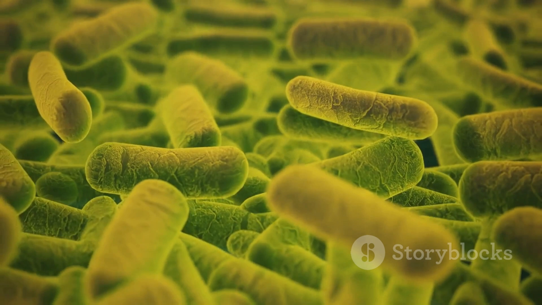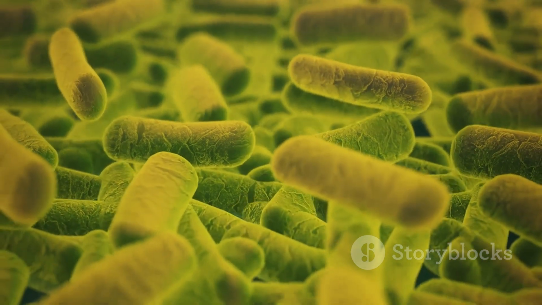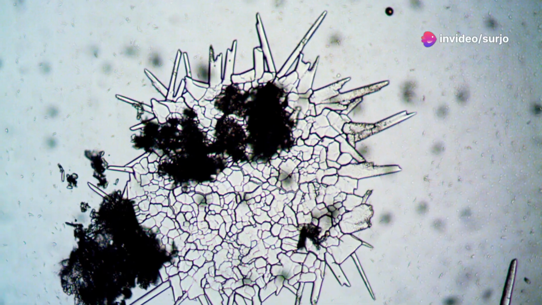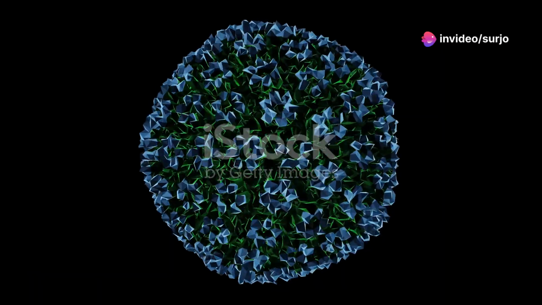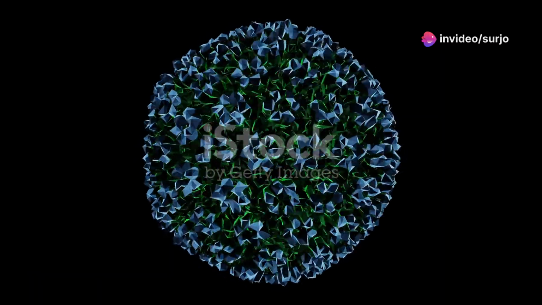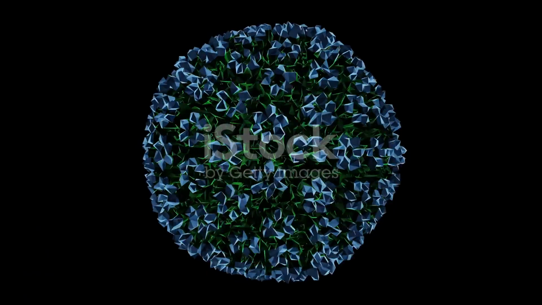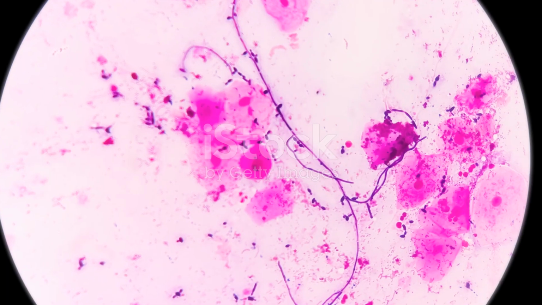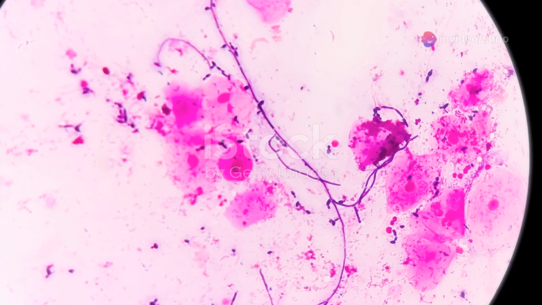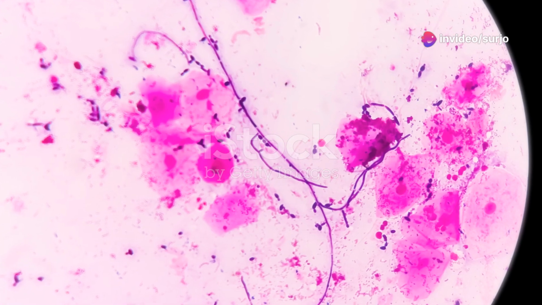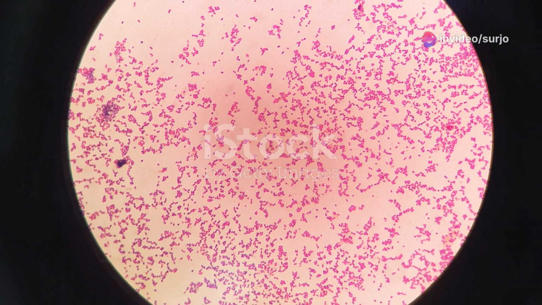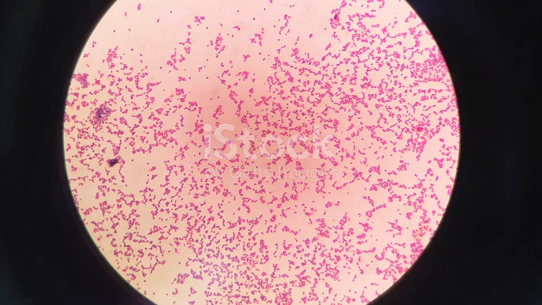Gram-positive bacteria, stained purple by the Gram stain, possess a thick peptidoglycan layer in their cell walls. This robust layer, composed of sugars and amino acids, provides structural integrity and rigidity to the cell, protecting it from osmotic stress. The thick peptidoglycan layer acts as a barrier, retaining the crystal violet iodine complex during the decolorization step, resulting in the characteristic purple color.